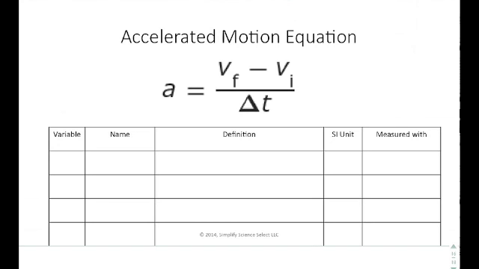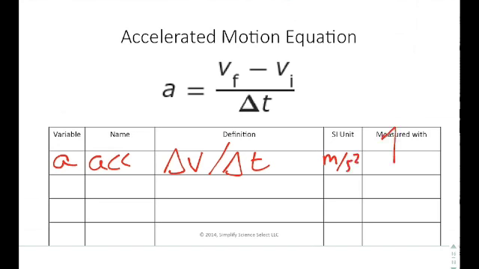So you come up with this accelerated motion equation. You should be familiar with these variables, but let's go through them. The first one is acceleration. The variable is a for acceleration, and the definition is the rate of change in velocity, so it's the change in velocity over time. You need to put that into words, but it's the rate of change in velocity. The SI unit is the meter per second squared, and it's measured with an accelerometer, which is what we just referenced.